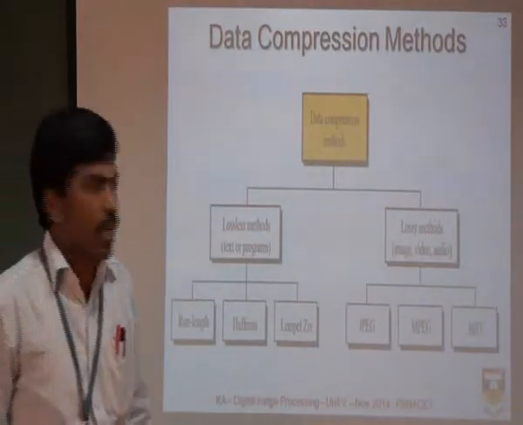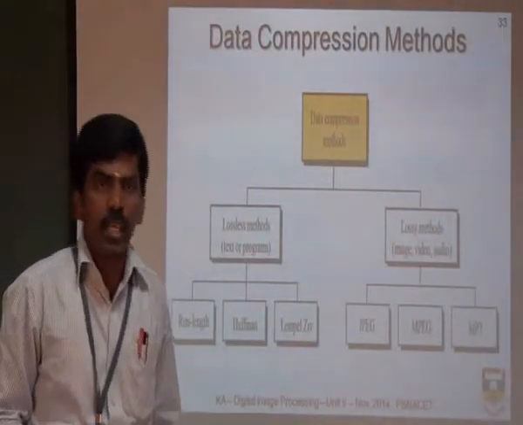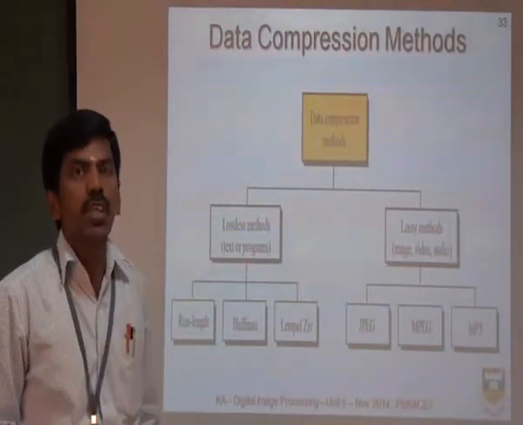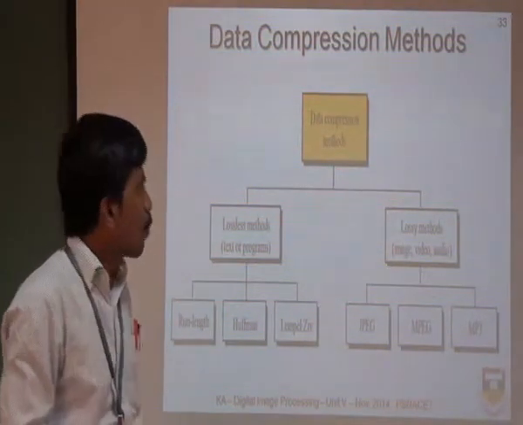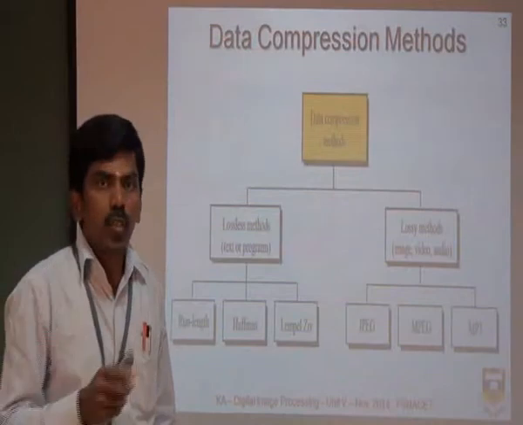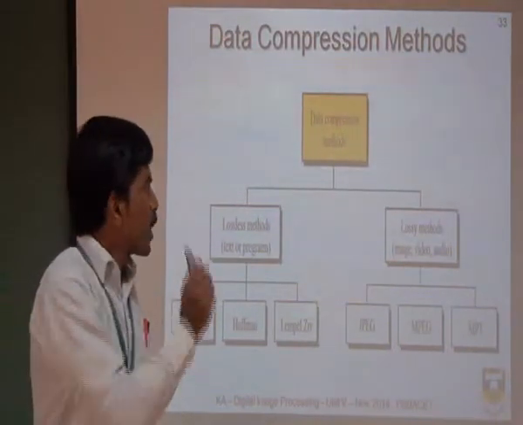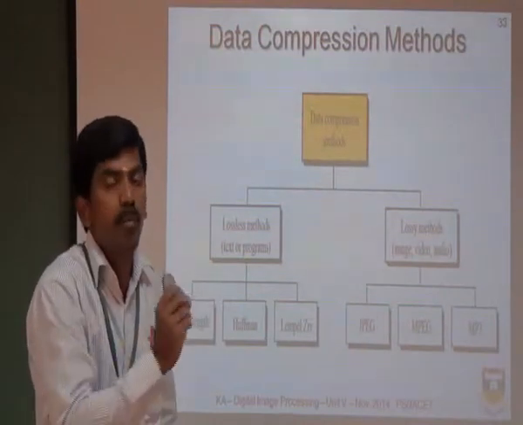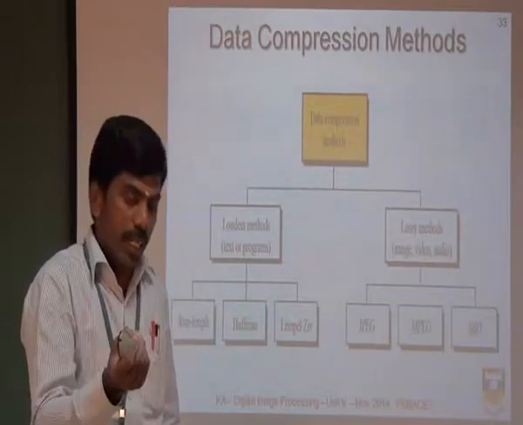In lossless methods, what are they using? Run length code, Huffman code, LZW code. In lossy methods, most of the video, audio and text use lossy compression. They use JPEG, MPEG and MP3. Generally, that G indicates the group. It means it's not a single person producing this algorithm; a group of people were involved in making or finding the algorithm.